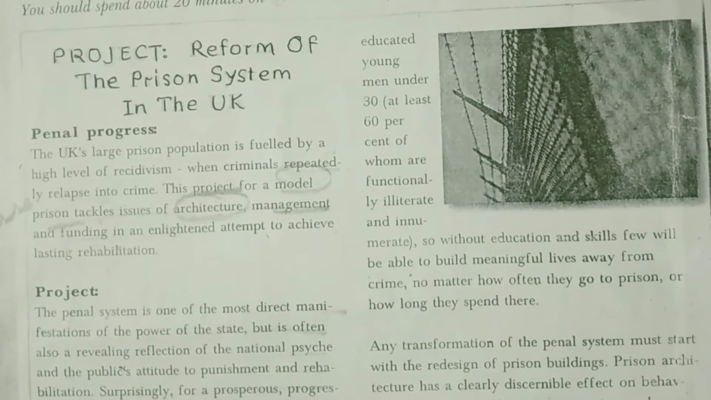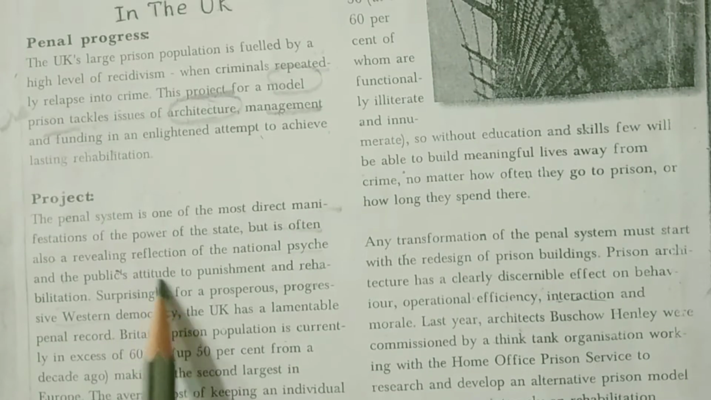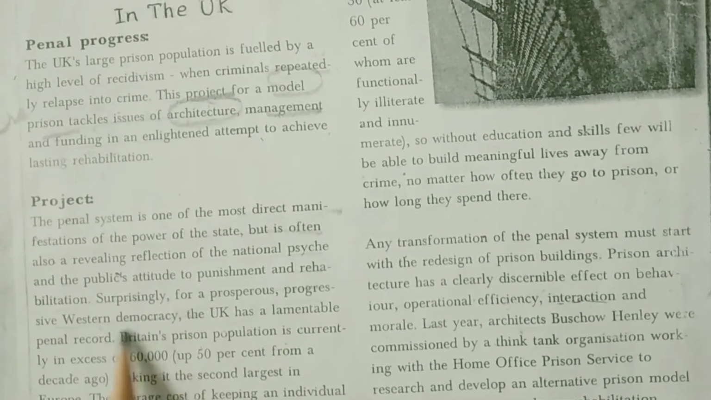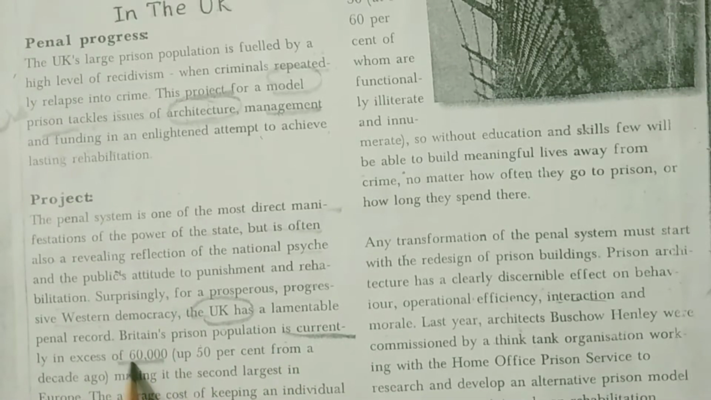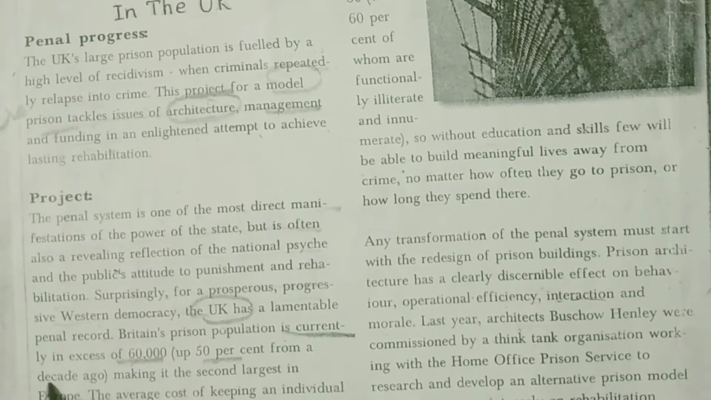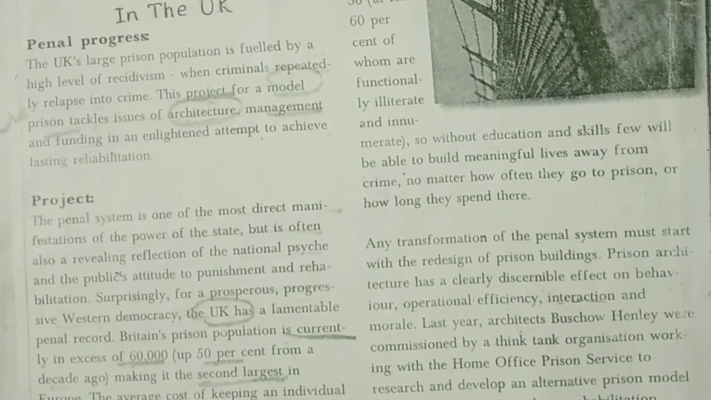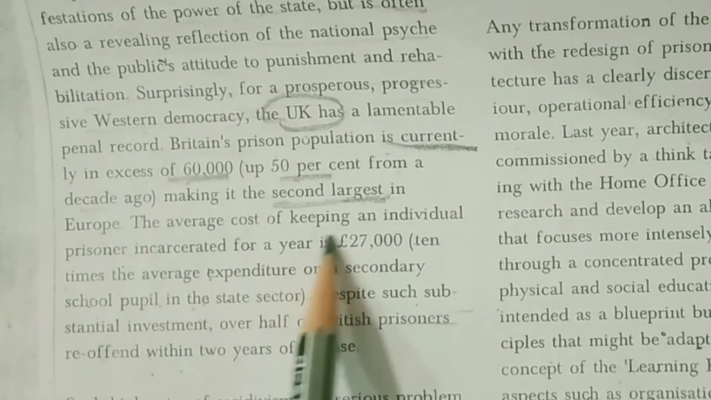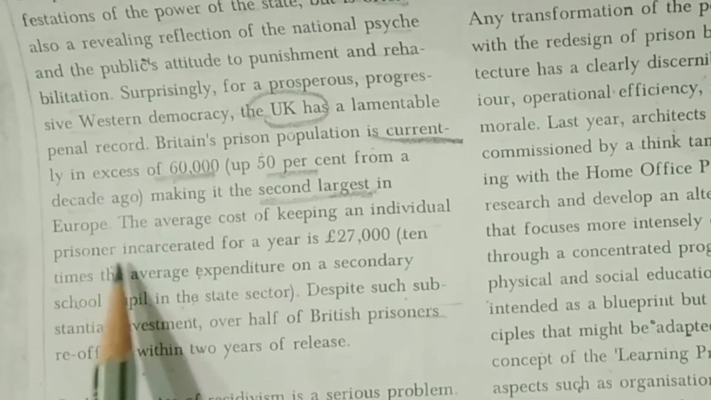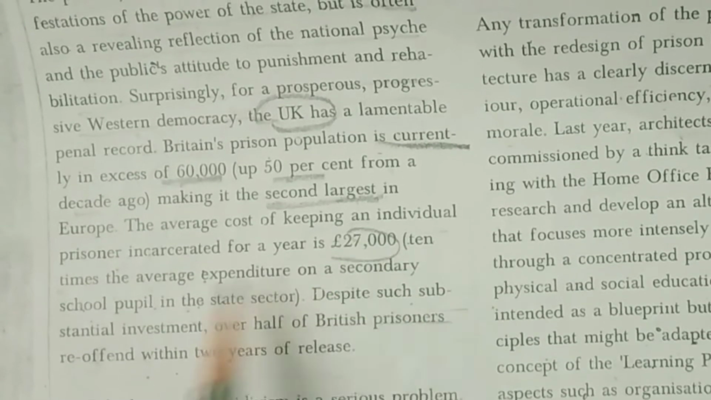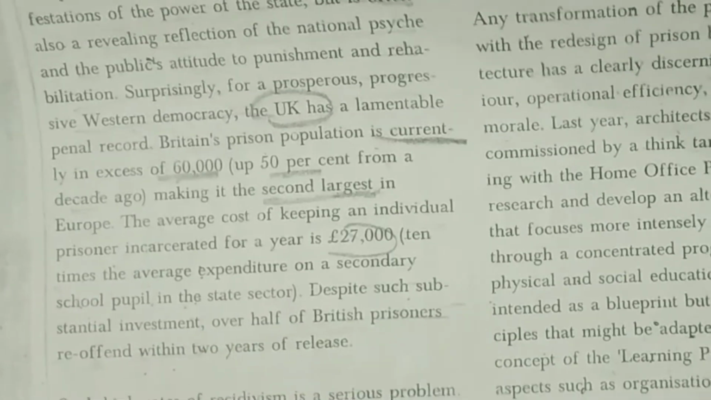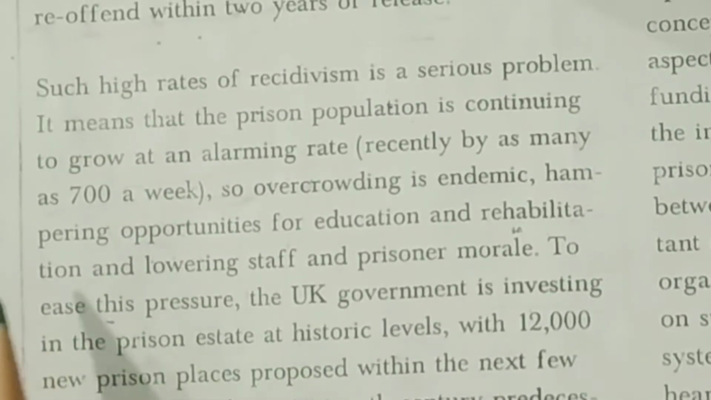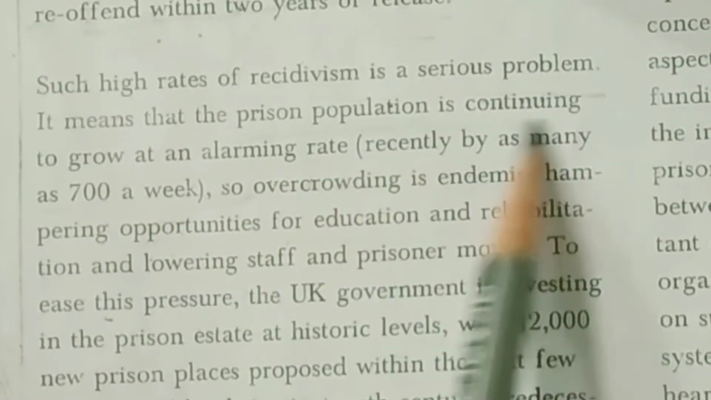Okay, just go on, current British prison system, and then punishment, rehabilitation, resistance, British. Okay, again UK, lamentable, and currently in excess of 60,000, 50% more than a decade ago, and the second largest in Europe. Okay, again the next one is about the average cost of keeping individuals in prison. I'm not getting the current British prison system here. Okay, let's go further.